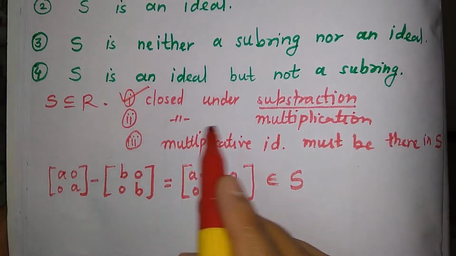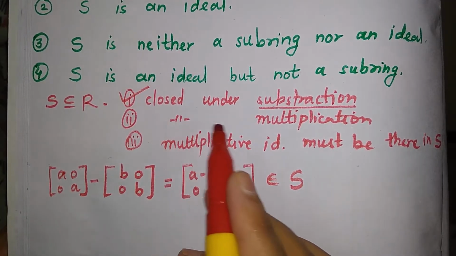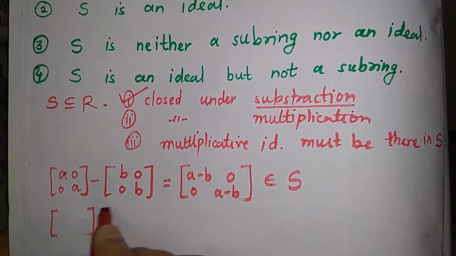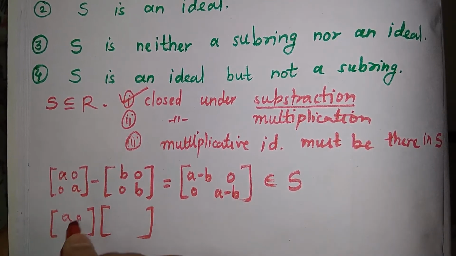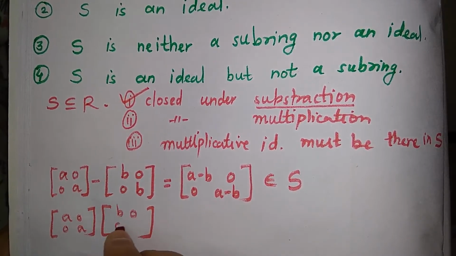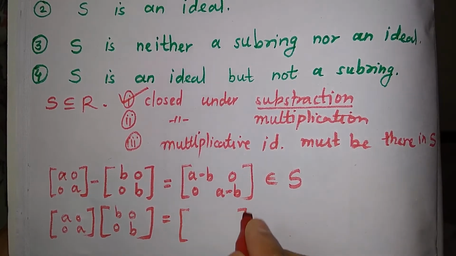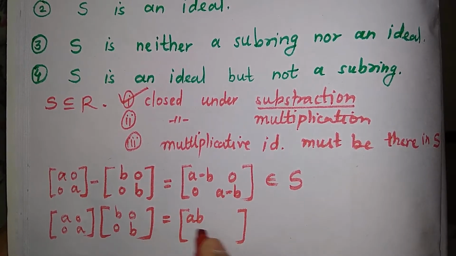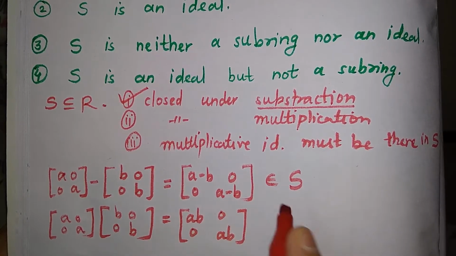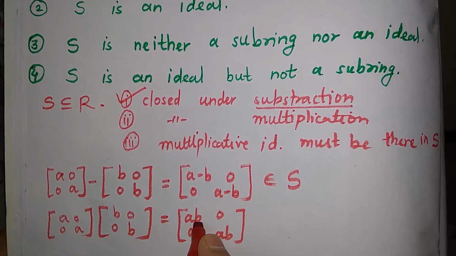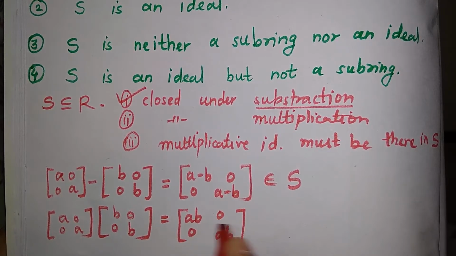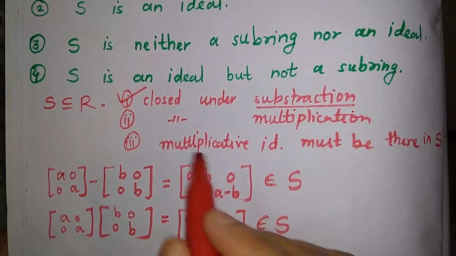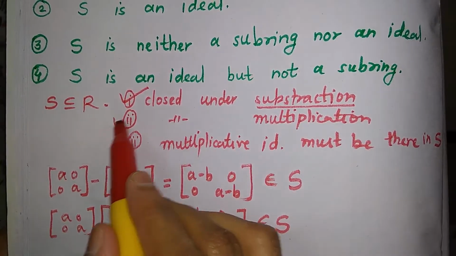Now let us check another property. This second property is it must be closed under multiplication. So take these two elements [A 0; 0 A], [B 0; 0 B]. So these are the diagonal matrices, so their product is just a diagonal matrix. You just multiply the diagonal elements, right? So now A is an integer, B is an integer, so their product AB is also an integer, and hence this matrix is in S. So S is closed under multiplication.